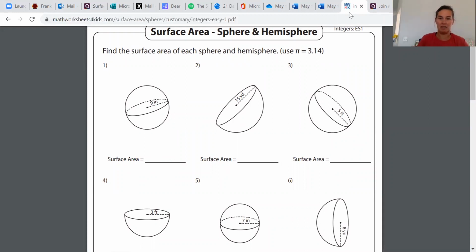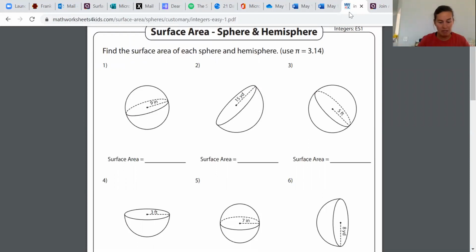All right, so let's look at number 3. Again, we have our surface area formula, 4 pi r squared. So on number 3, we have a radius of 5 feet. So I'm going to do 4 times 3.14 times 5 squared. Once I have that written down, I'm just going to go ahead and solve. I end up with my surface area of 314 feet squared. Pretty self-explanatory.